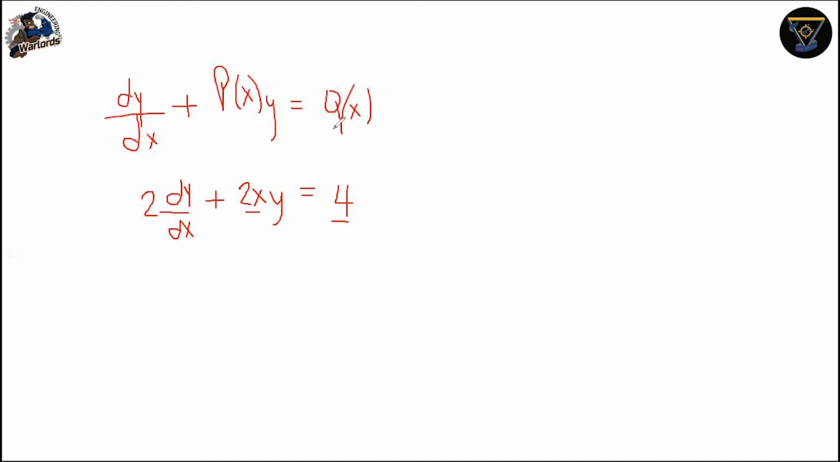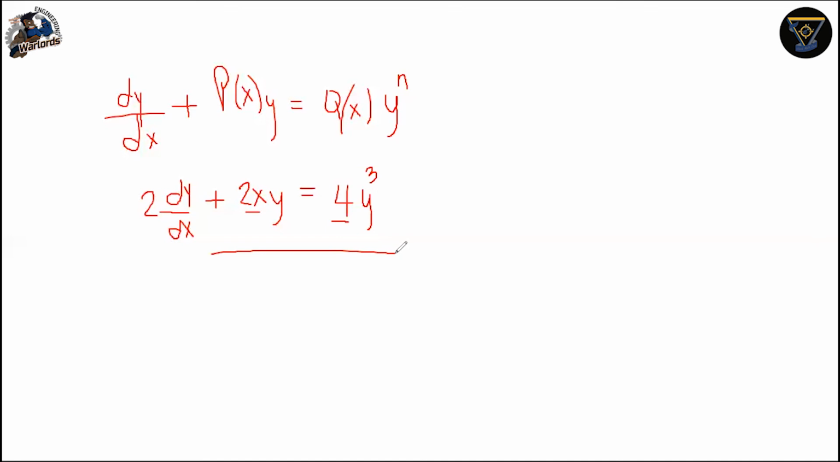If you want to know if it's a Bernoulli, the only difference is that you have a y to the n. That is how you know if it's a Bernoulli. So if you have y cubed, this now is a Bernoulli equation.